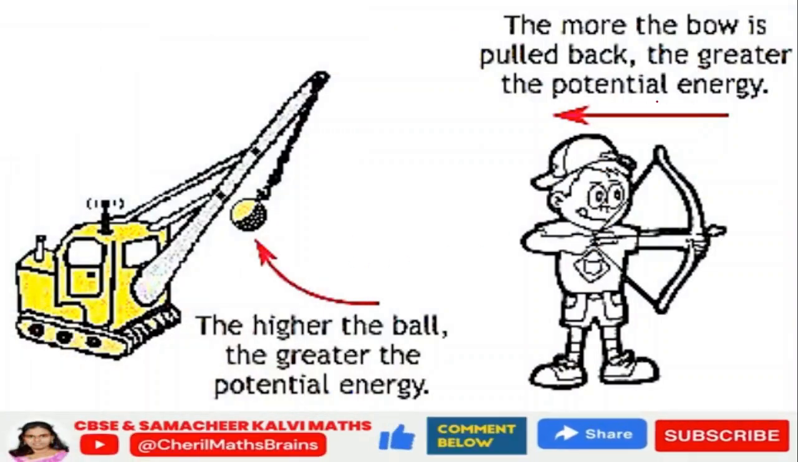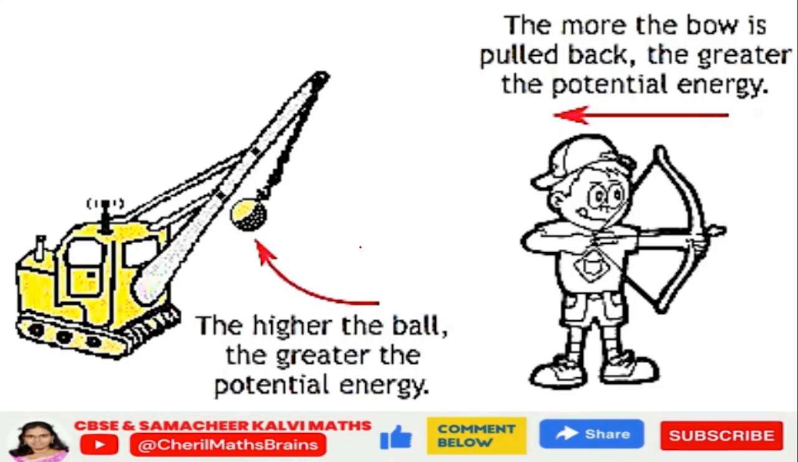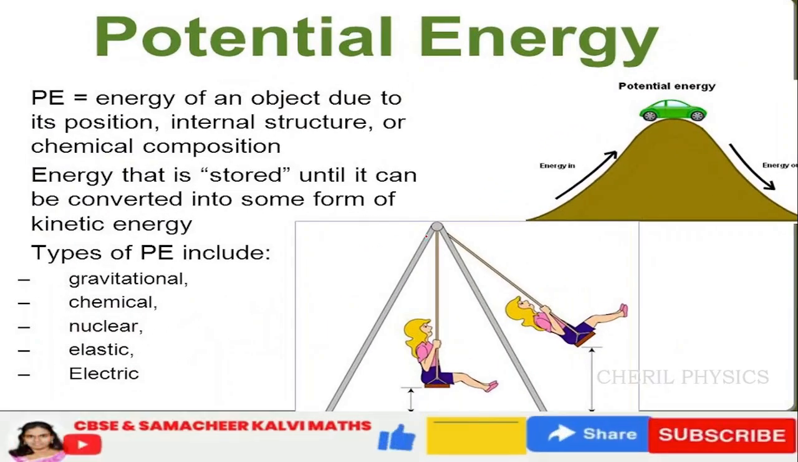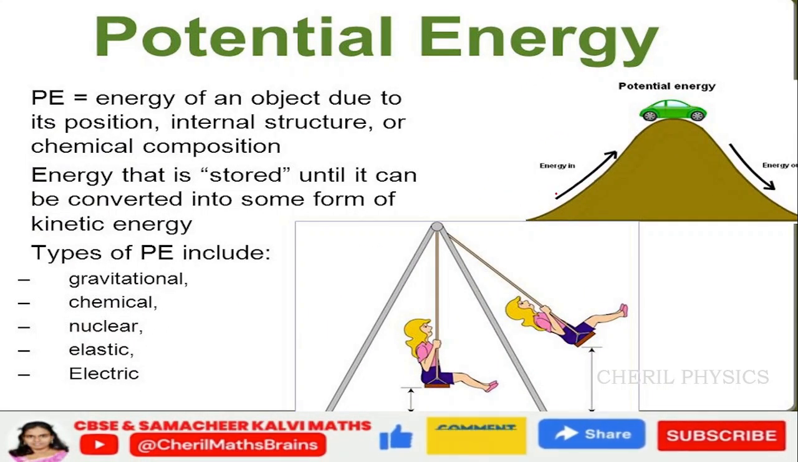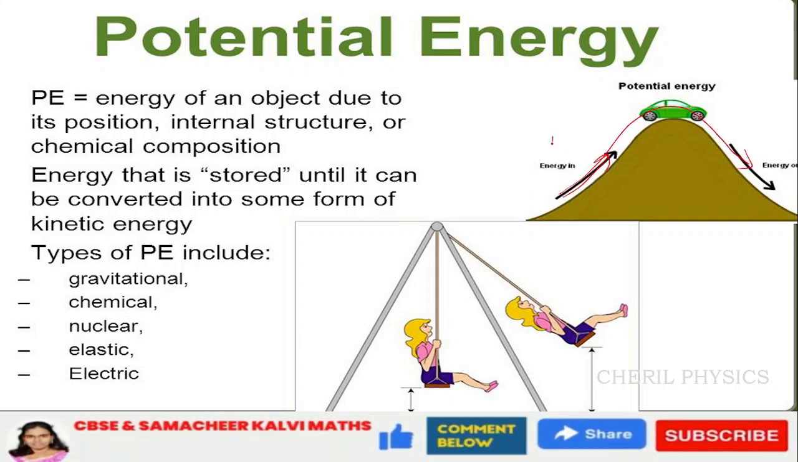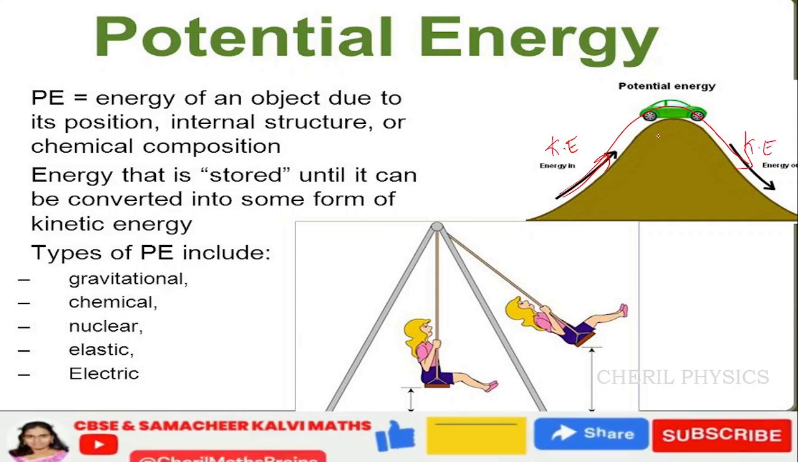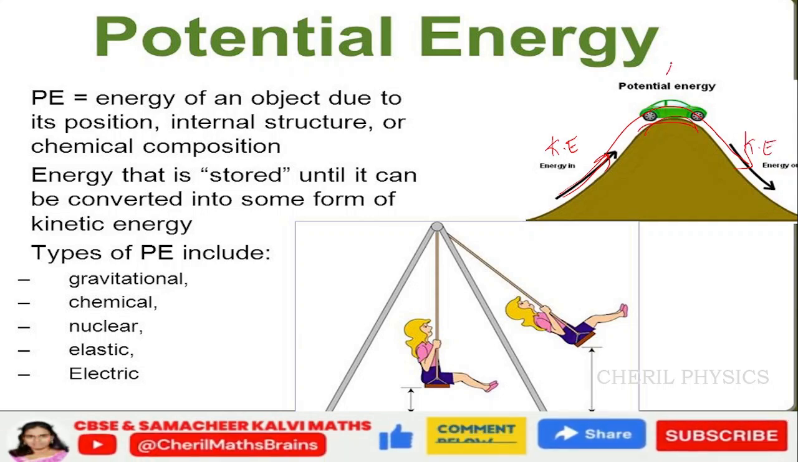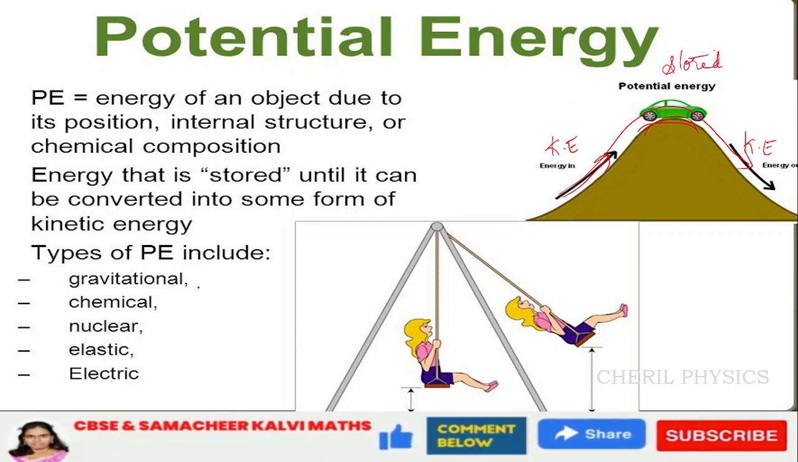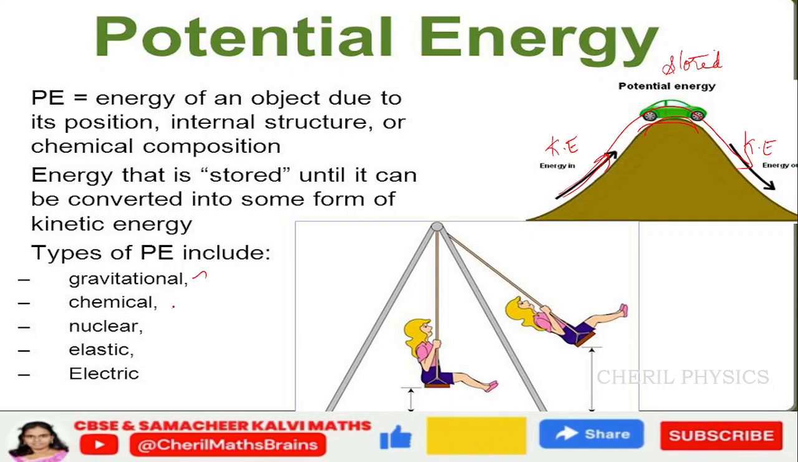So the more the bow is pulled back, the greater the potential energy. All these things we discussed in the previous video. Even here, when you move up and down, in this stage you will have kinetic energy, and here also you will have kinetic energy, but at the top you will have the stored energy or the potential energy. So potential energy can be gravitational, chemical, nuclear, elastic, electric. In all these ways it can be.